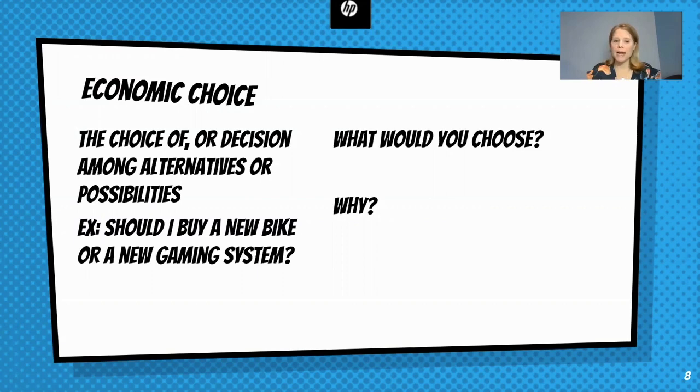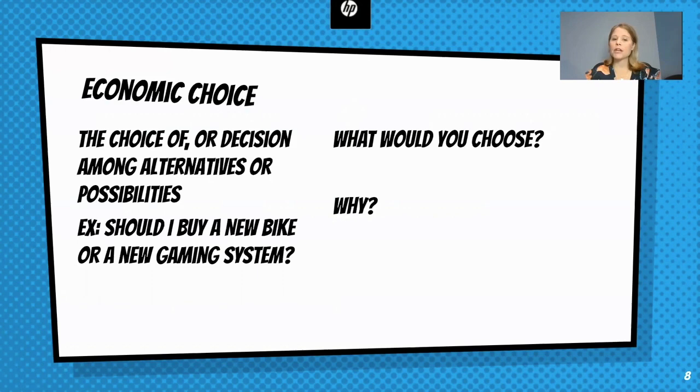Okay, you would choose the bike because you can ride outside in the fresh air. You can go places with it. Okay, good. And your opportunity cost, that's right, would be the new gaming system.